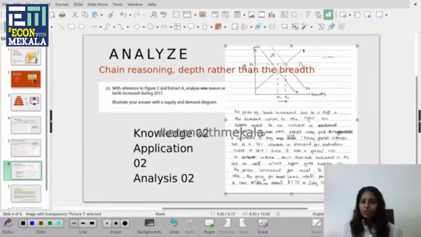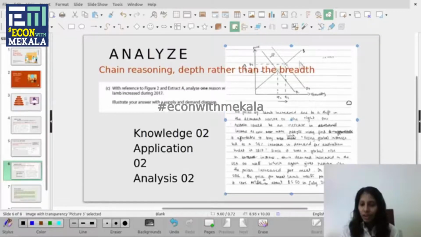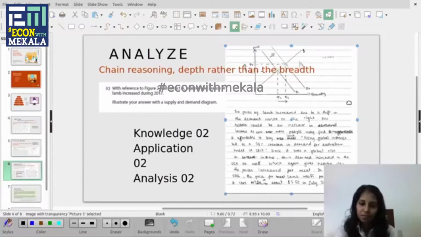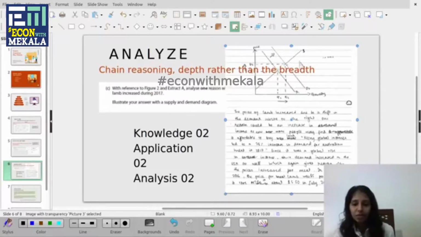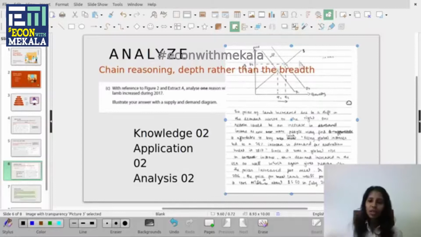He has given an explanation. The price of lamb increased due to the shift in the demand curve to the right. One reason could be an increase in income. So he has identified from the case study that income has increased. That is the reason he is proposing for the increased demand. Now, a very common mistake students make.